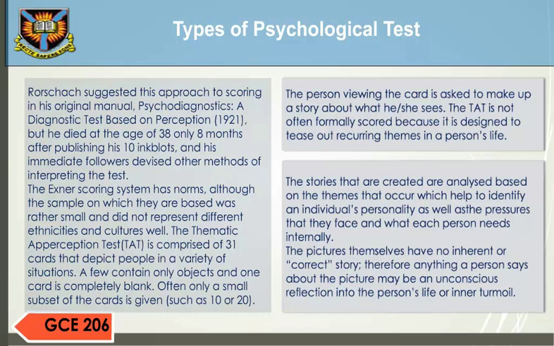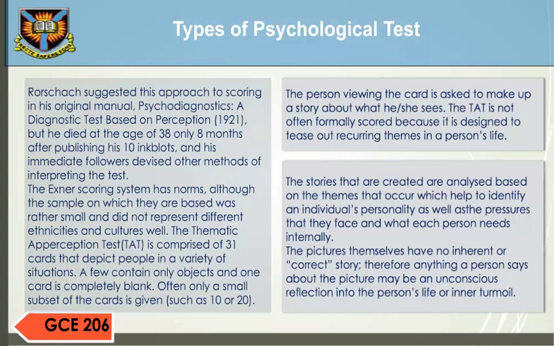The Thematic Apperception Test, TAT, is comprised of 31 cards that depict people in a variety of situations. A few contain only objects, and one card is completely blank. Often, only a small subset of the cards is given, such as 10 or 20. The person viewing the card is asked to make up a story about what he or she sees. The TAT is not often formally scored because it is designed to tease out recurring themes in a person's life.